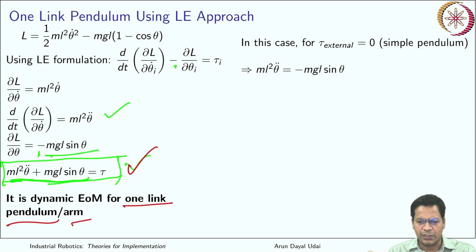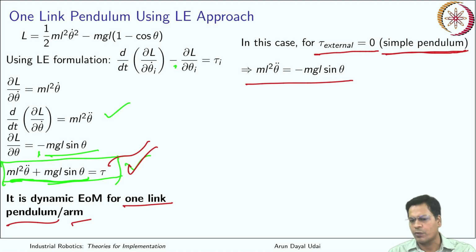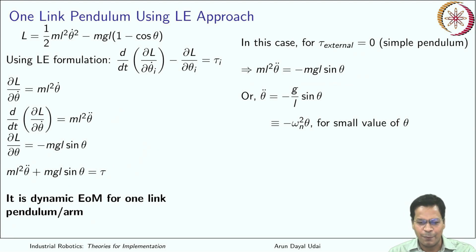In this case, if any external torque is 0, it becomes a simple pendulum, otherwise it is a one link robot. So that is a simple pendulum now. In that case tau becomes equal to 0, and this is your equation. You have done it plenty of times in your high school days also, you will remember it just now. So theta double dot is equal to, m goes off, L square and L goes off, finally you are left with theta double dot equal to minus g by L sin theta. For very small values of theta, sin theta tends to theta, and you can write it like this.